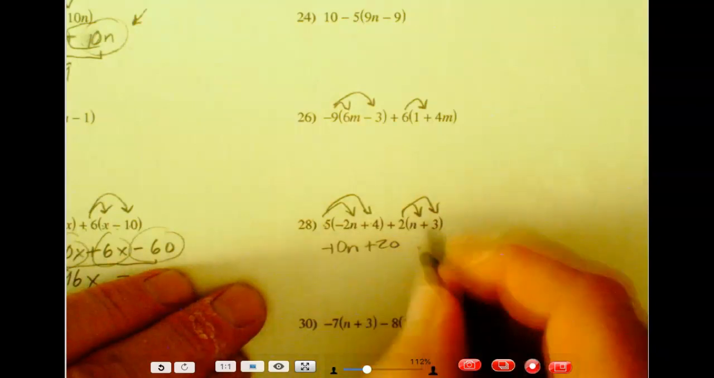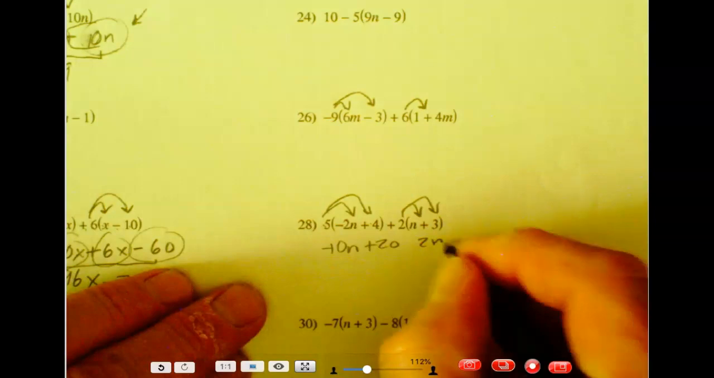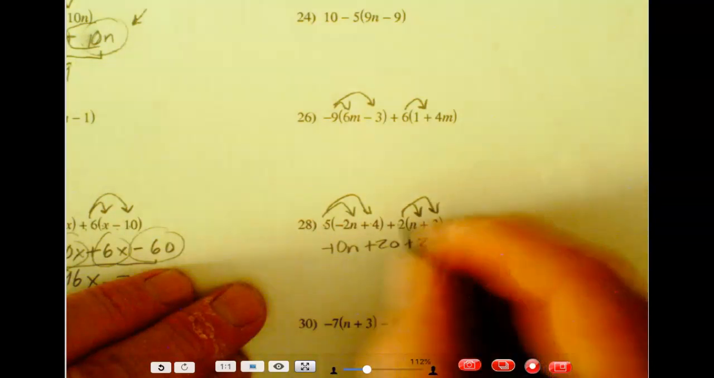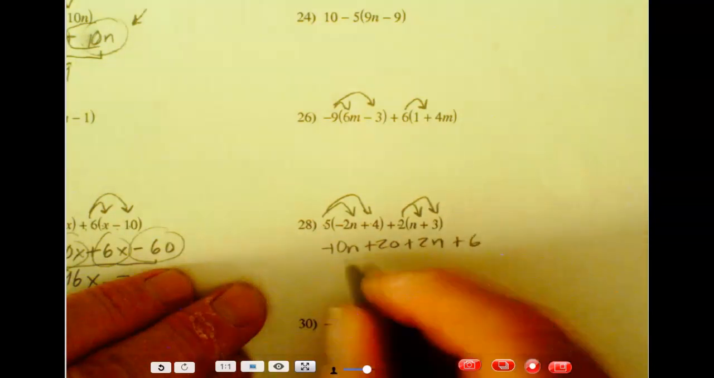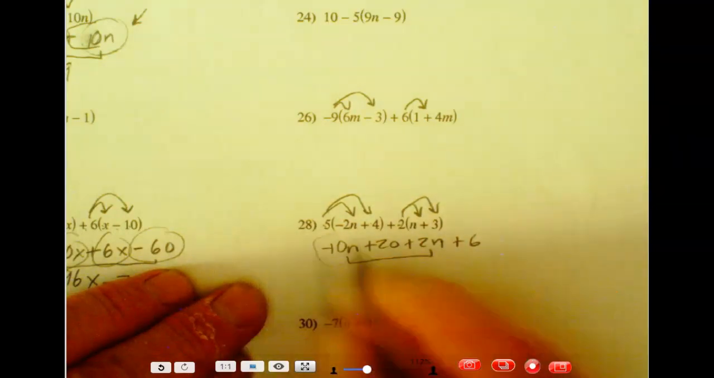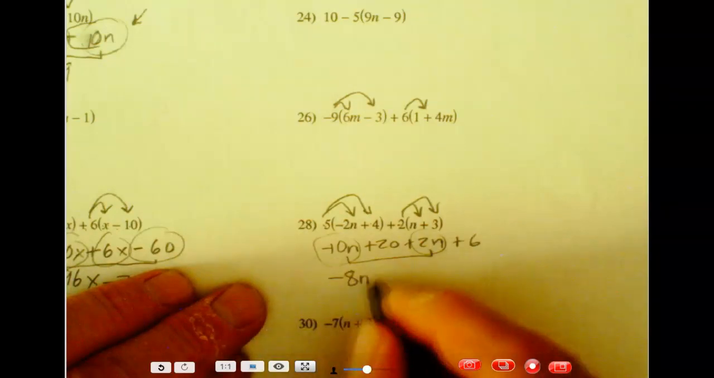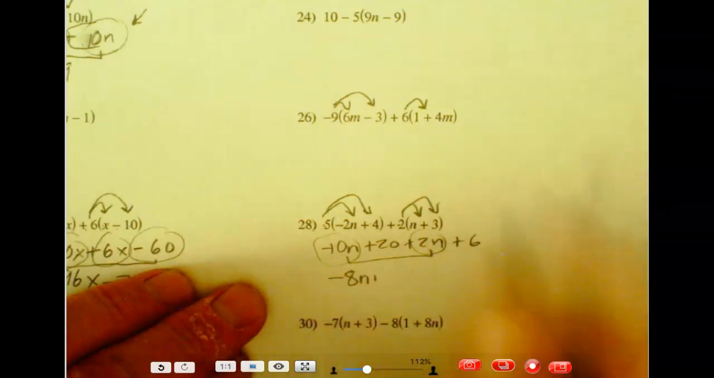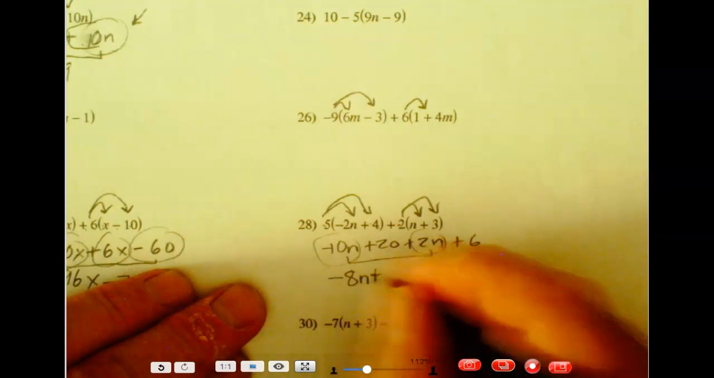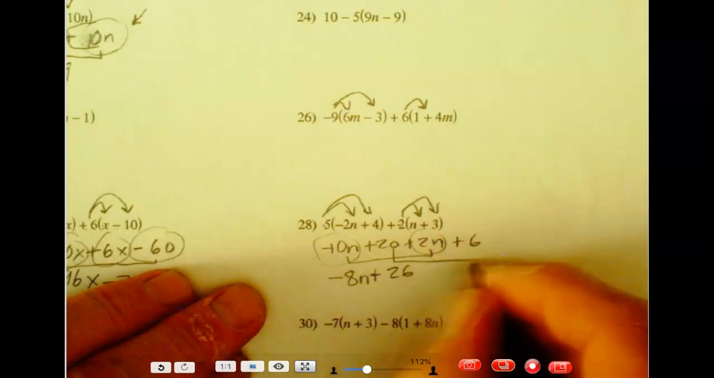2 times n is 2n. They're both positives, so that's a positive. And then 2 times 3 is plus 6, so I can combine my n's here. These are different signs, so the difference is 8n, and it's negative 8n. And then this is going to be plus, so I usually don't do that, but I could see they're both positive, plus 26. Combining these guys here, 26.